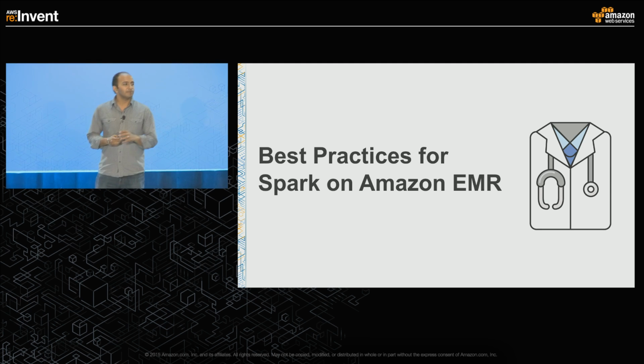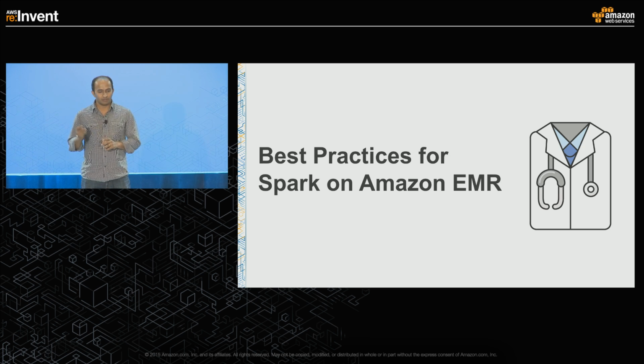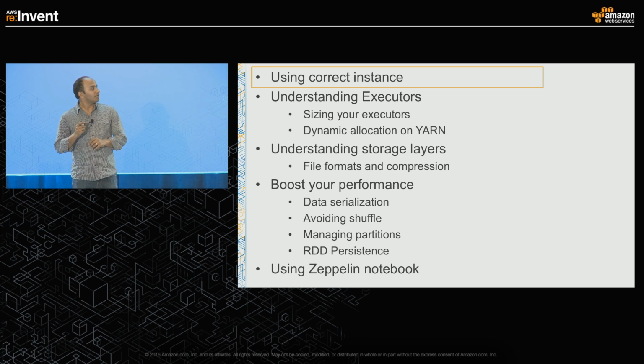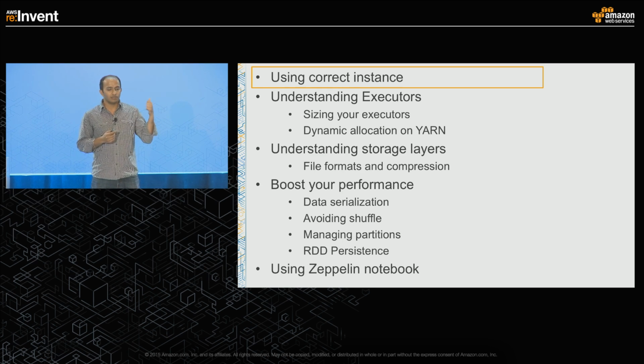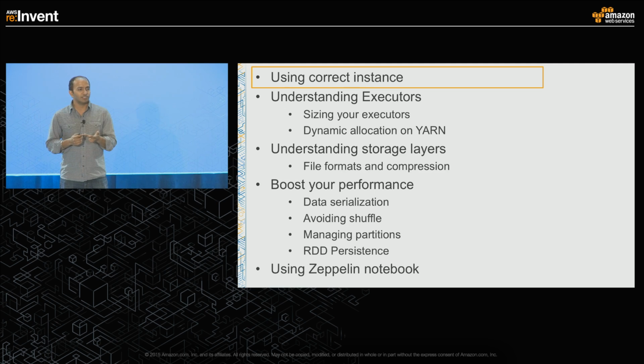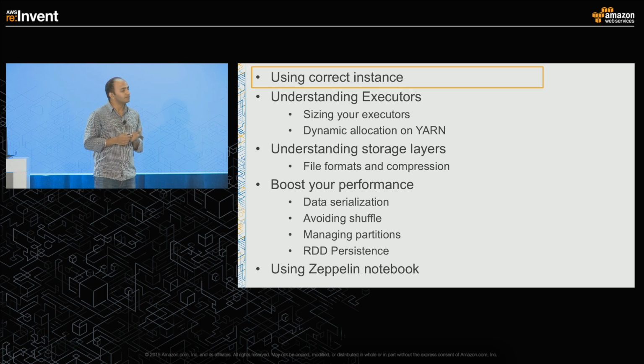So let's go into the best practices for running Spark on EMR. Let's look at what I'll be covering in the session. Starting with which instance types you should pick, and then going deep into understanding executors and how they work, and then we'll look at the storage layers, because how you organize your files matters in your performance, and then tuning of your jobs. So how do you boost the performance? And finally, we'll go with the demo and show how you can use Apache Zeppelin notebook on EMR.